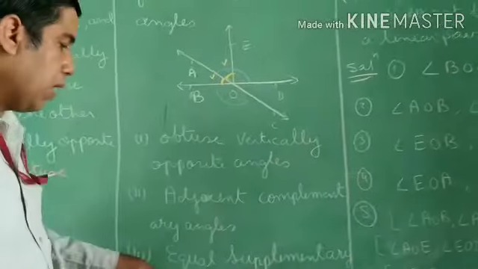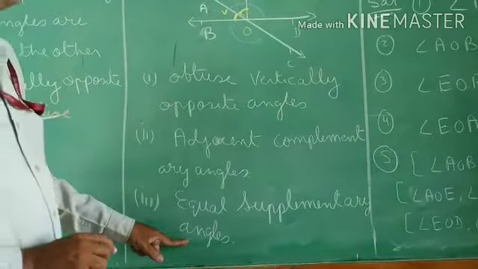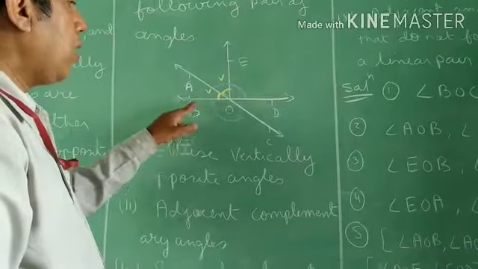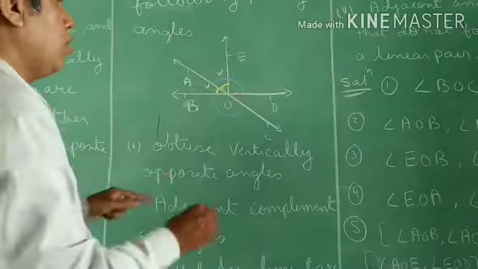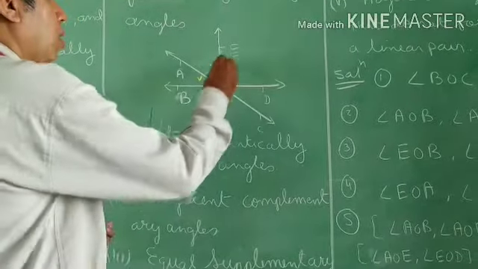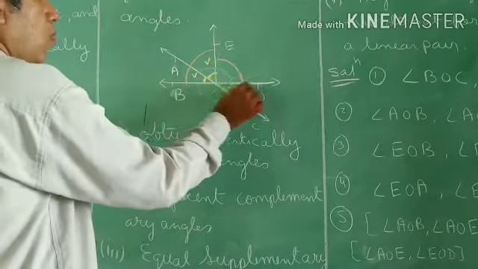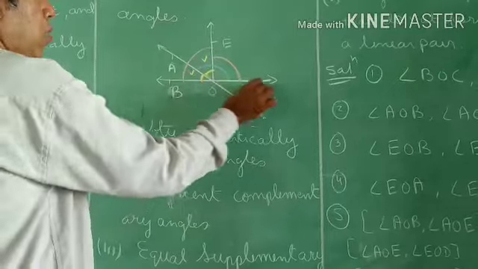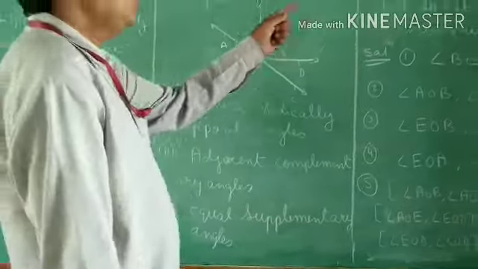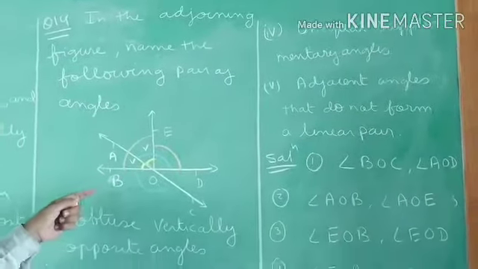Now next, equal supplementary angles. It should be equal also and supplementary also. So you can see the answer here: EOB and EOD. Now I have taken this, I am using the other chalk. This angle and this angle, EOB and EOD. You can see here, third one. Now it is over. Unequal supplementary angles. Unequal also but supplementary. So this is the fourth one.